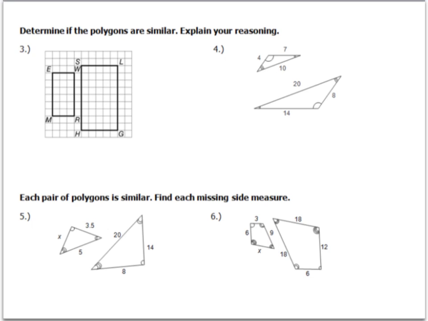And for number 3, we can see that side EM is 1, 2, 3, 4, 5, 6 units long, and EW is 3. So we have the ratio 6/3, which reduces to 2/1. And corresponding to that is HS or SH, and we have 1, 2, 3, 4, 5, 6, 7, 8, 9 for the units of that side, and SL 1, 2, 3, 4, 5. Well, 9/5 does not reduce to 2/1. So these are not similar.